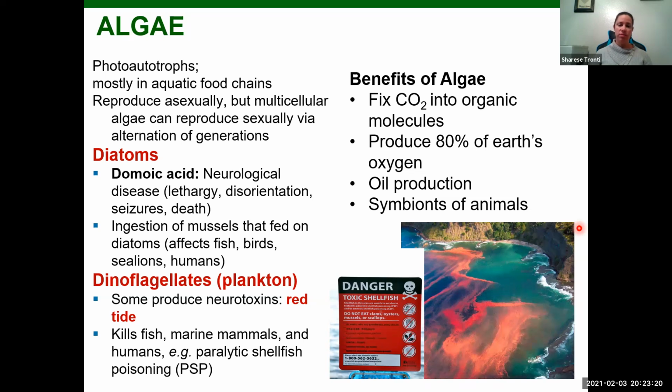And then also dinoflagellates, or plankton, also produce neurotoxin, and we see this in the red tide. So this is going to happen if there's a very favorable environment. It's going to cause rapid reproduction of these dinoflagellates, and they produce these neurotoxins. And that's going to kill all kinds of things. So it's going to kill fish, marine mammals, and humans if we go in the water during a red tide. So those are some of the toxins produced by algae.